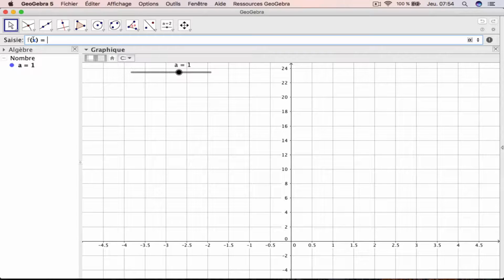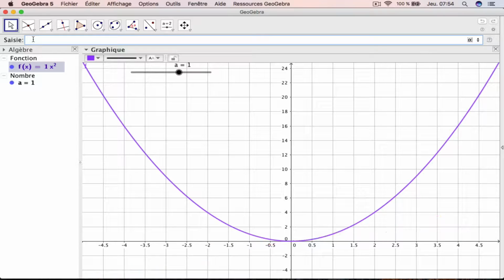Let's say f of x equals a times x to the square. And let's have a look. If a equals 1, of course, we've got f of x equals x to the square. We already know it.